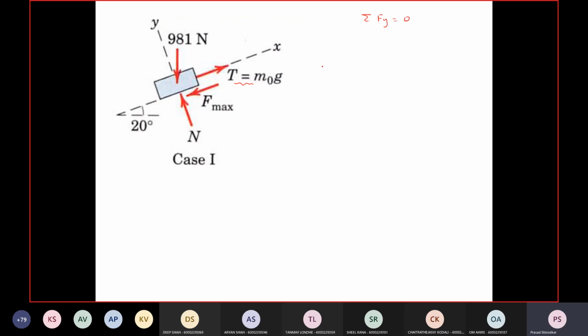Summation Fy is equal to 0, vertically upwards positive. So N minus 981 cos 20 degrees is equal to 0. That will give you N. And F max is equal to mu static into N. So find out F max.